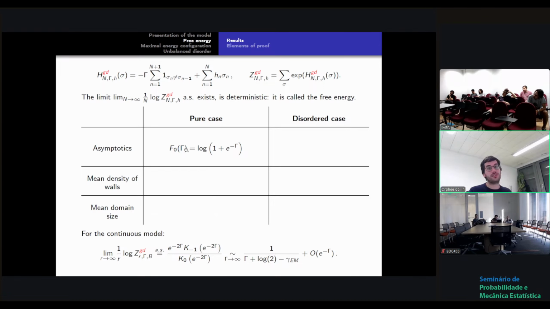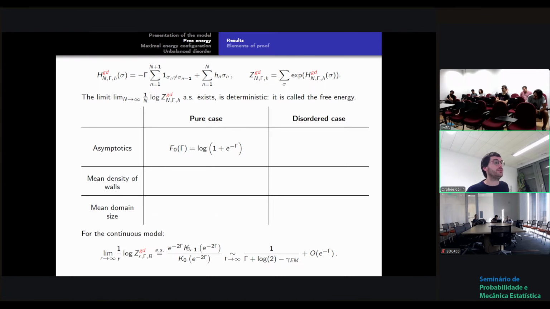In the pure case, it can be computed because, as I said, the pure case is simple, and it's just the logarithm of 1 plus exponential minus gamma. And in the disordered case, it's going to be different. In fact, before giving you the theorem in the disordered case, let me mention what happens in the continuous model. In fact, there we also have the convergence towards the free energy, but we have an explicit formula for the free energy. This where kappa.